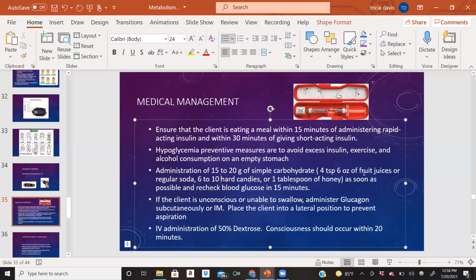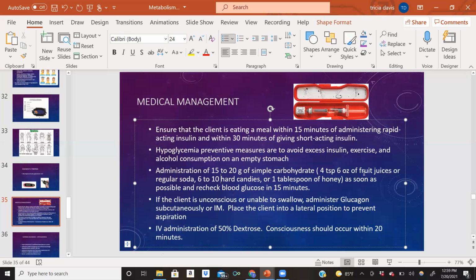If the patient is unconscious or they have some issue where they're not able to swallow, we want to give them glucagon subcutaneously or IM. We want to place the patient into a lateral position because we want to prevent aspiration. If they're NPO, or if they have some issue where they just can't swallow, maybe they've had a stroke, or if they're completely unconscious, obviously they can't take anything by mouth because they're not awake. So you would have to do the glucagon.